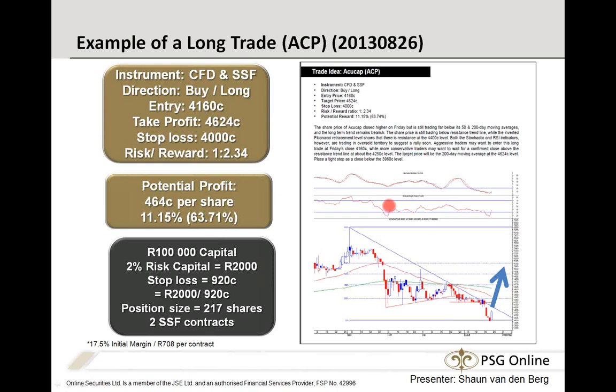So here's a trade I put out on the 28th of August on AccuCap. I was anticipating a breakout. Yes, it was trading below its moving averages. It was a bit of an aggressive trade. So you can see my trade was on the long side. I say buy. That was my entry level, 41.60. My take profit was the moving averages, 46.24, and that's all in this little text. What's always important is to calculate the stop loss. My stop loss is if the market moves against me below that low, that was 40 rand, I would get out.